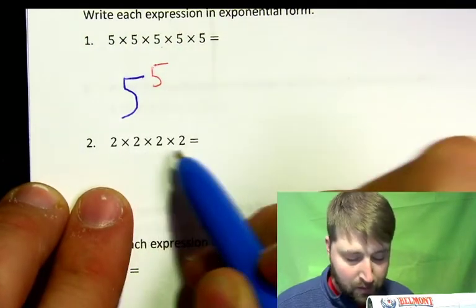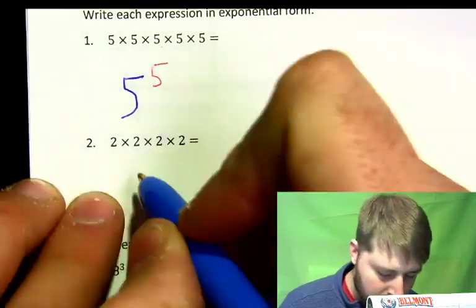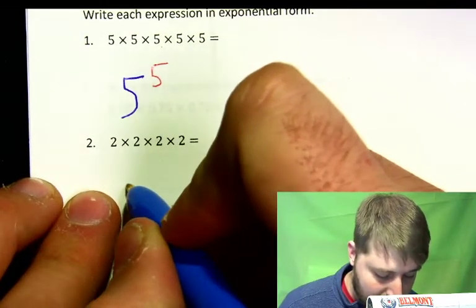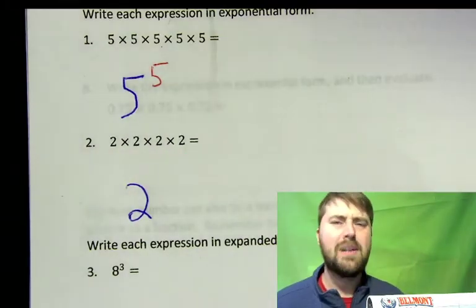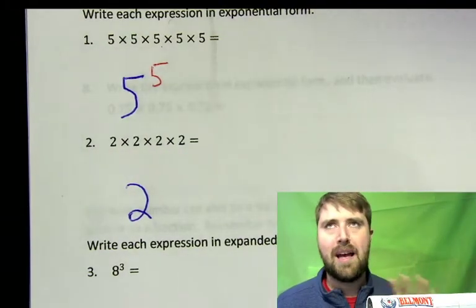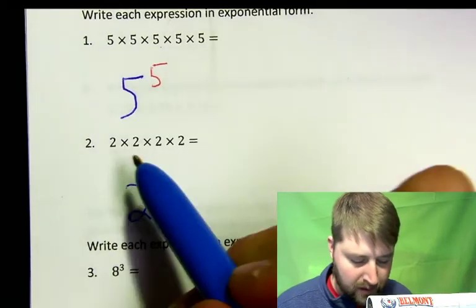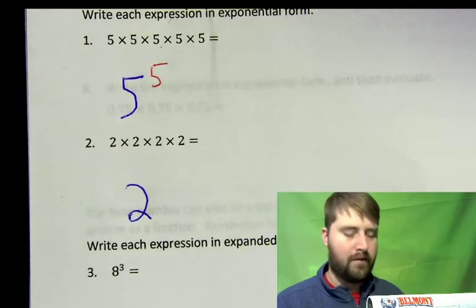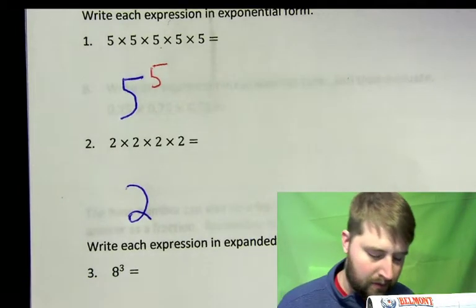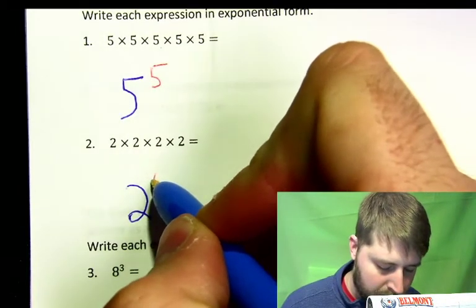We are multiplying what number by itself? You told me it was 2. So our 2 is going to be our base. And then our exponent tells us how many times we are multiplying that base by itself. And that's super simple. We are 1, 2, 3, 4. We're multiplying the 2 by itself 4 times. So our exponent is 4.